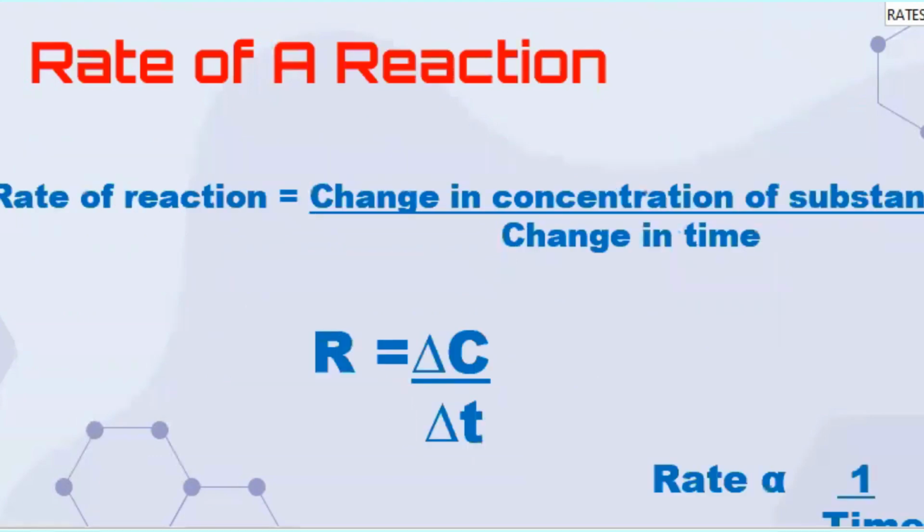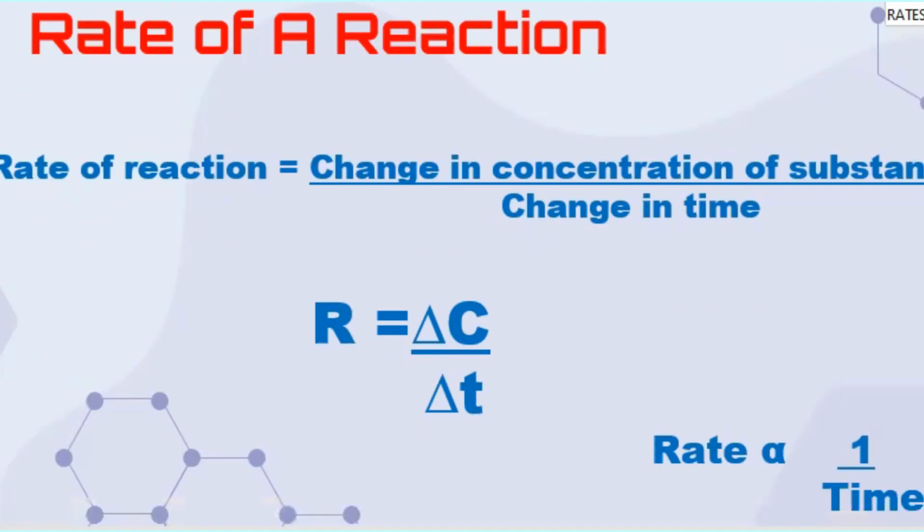Rate of reaction is equal to the change in concentration of substance divided by the change in time. R is mathematically expressed as R equals change in C divided by what? Change in T. R represents the rate of chemical reaction. Change in C represents the change in concentration of reactants or products. Change in T represents the change in time. Rate is inversely proportional to what? Time, and directly proportional to concentration.